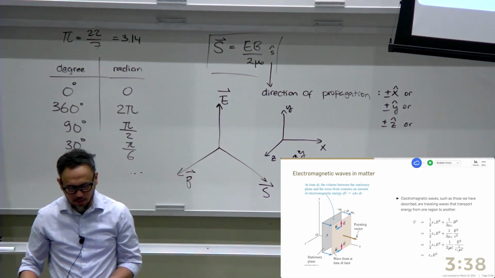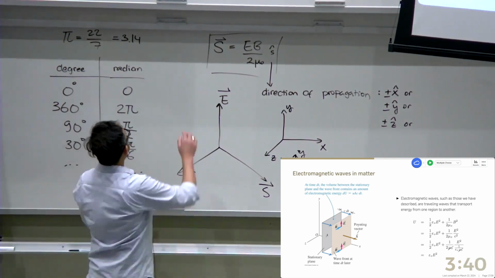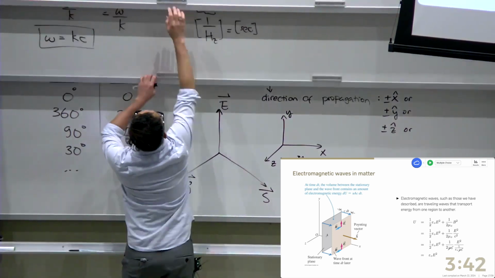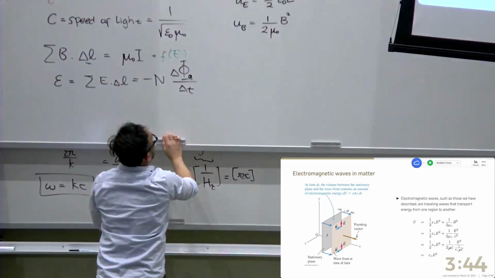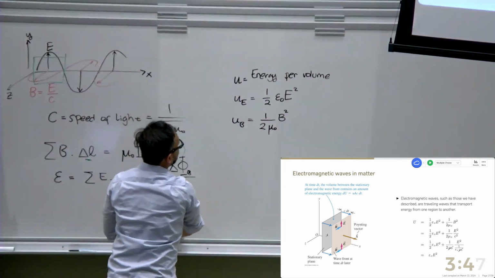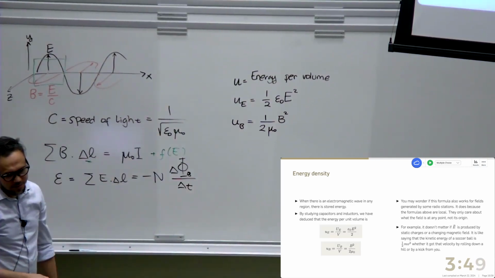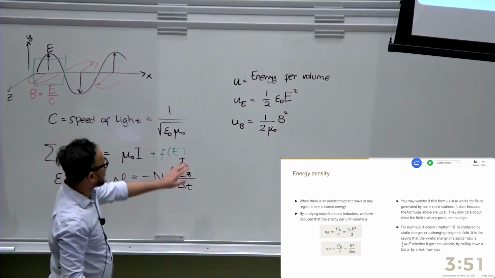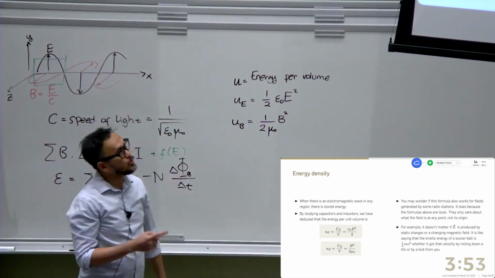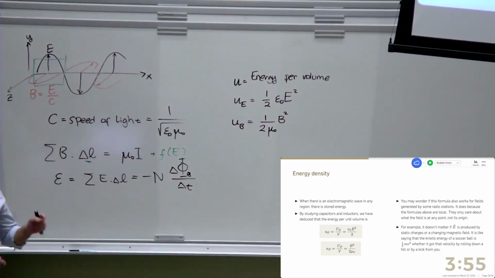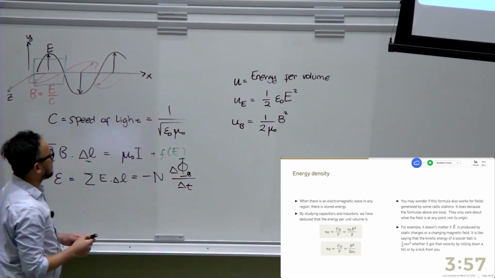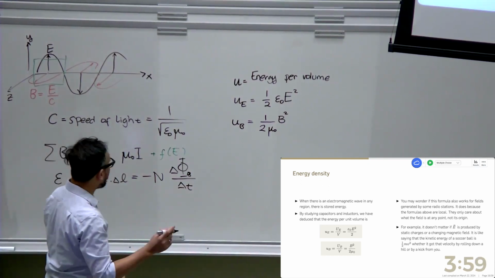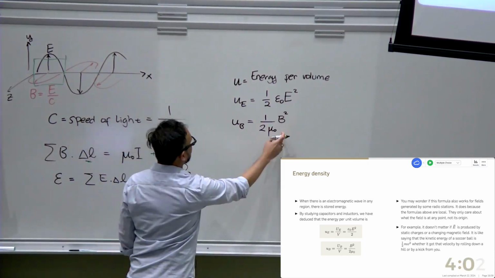Next, we will talk about energy density. And energy density is simply the energy per unit volume, and it's given by this formula here, and also shown on the right screen. And if you like math, you can combine these two.